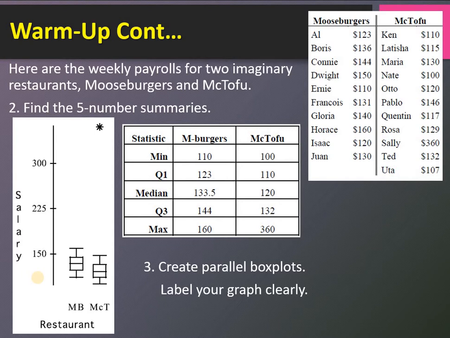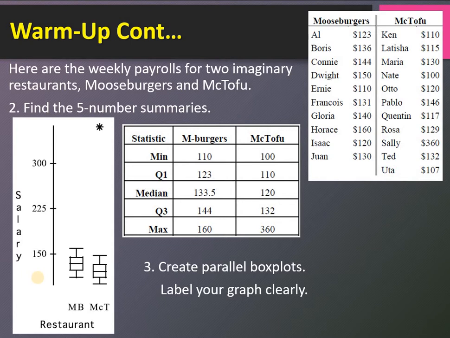I have a label on that scale because this is not a frequency. That is actually your values. Those are your salaries, or you could say dollars. And then I have each individual box plot labeled as which restaurant it is. So I have Moose Burgers and McTofu. And you are more than welcome to abbreviate those guys.